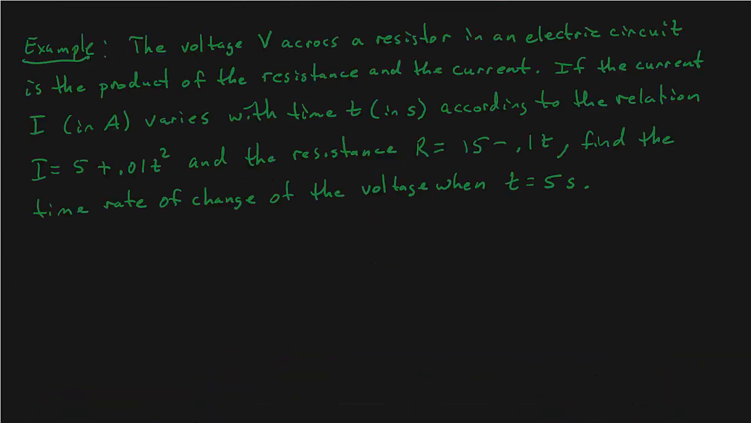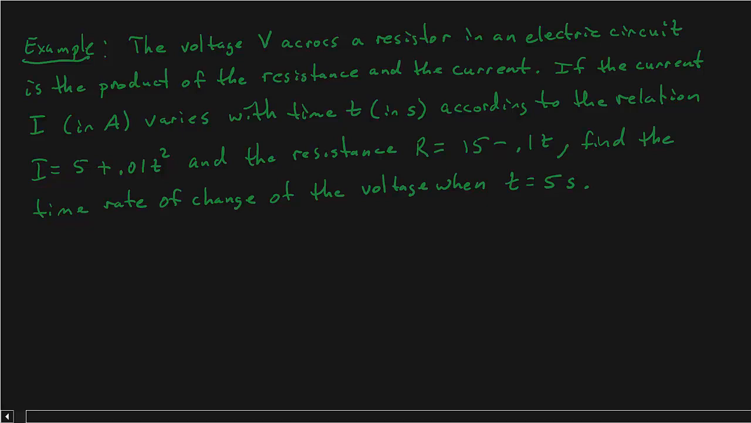All right, so let's look at this next example. It says the voltage V across a resistor in an electric circuit is the product of the resistance and the current. If the current I in amps varies with time t in seconds according to the relation I equals 5 plus 0.01 t squared, and the resistance R is equal to 15 minus 0.1 t, find the time rate of change of the voltage when t equals 5 seconds.